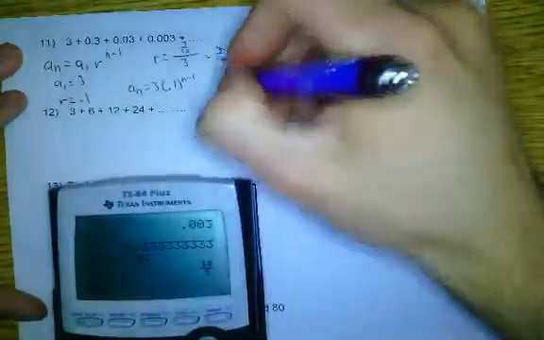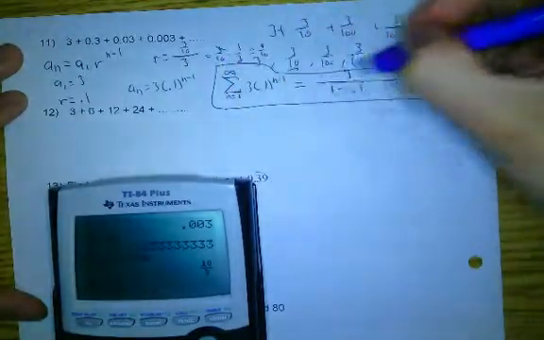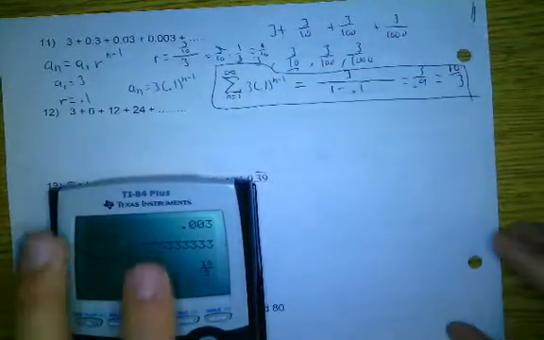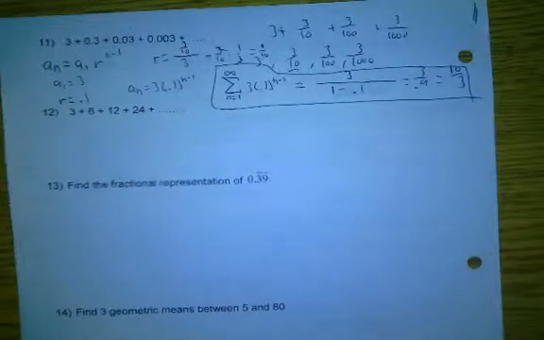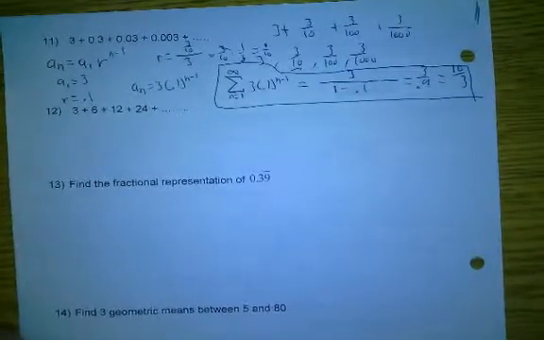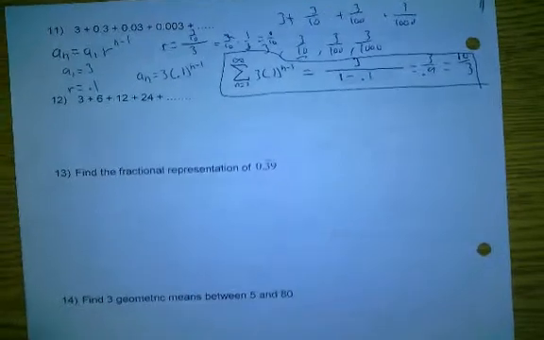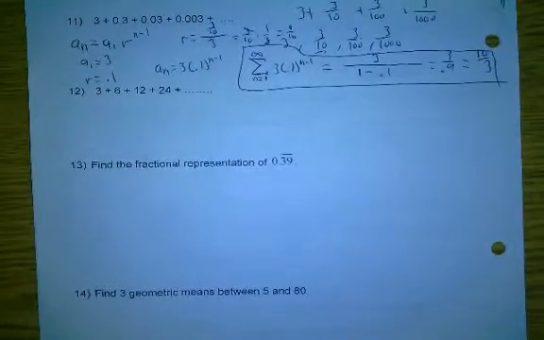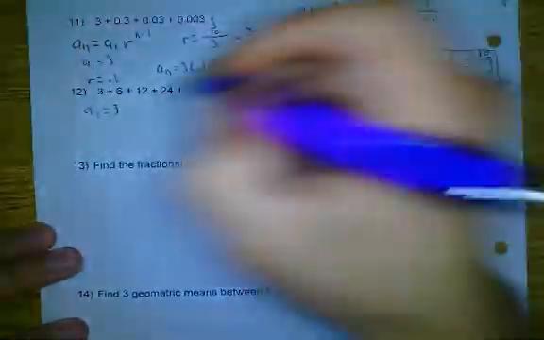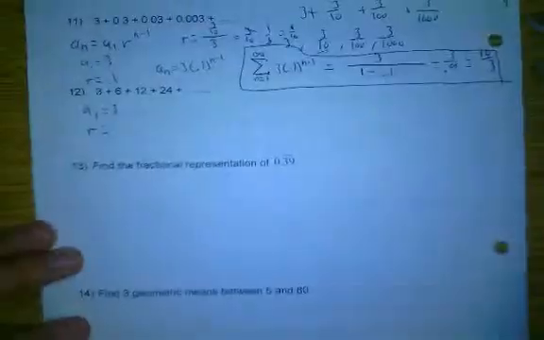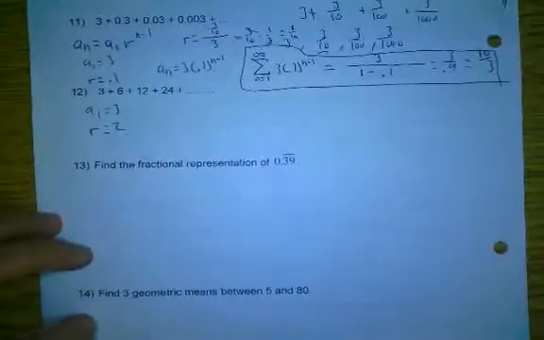I want to talk about number 12 together. Number 12. Your first term is 3. What's your rate? Notice, your rate has to be an absolute value less than 1. Is it? No. 2 is not less than 1. You can't use that formula.